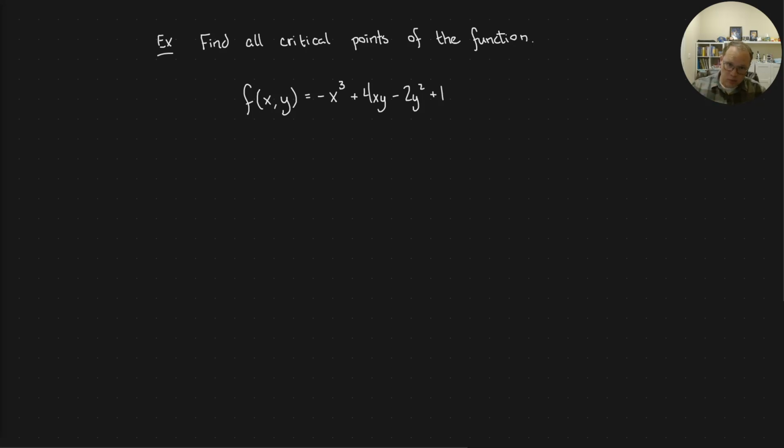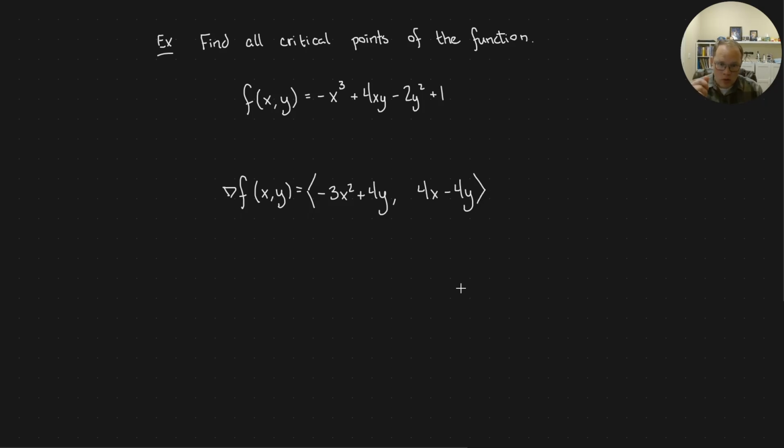So as we just learned, we get a critical point of a function when the gradient of the function is equal to the 0 vector. Okay, so if we want to find where the gradient of f equals 0, we first need to find the gradient of f. So let's calculate the gradient of f by taking the partial derivatives of this function. If we take the partial derivative with respect to x, we get negative 3x squared plus 4y. And if we take the partial derivative of the function with respect to y, we would get 4x minus 4y.